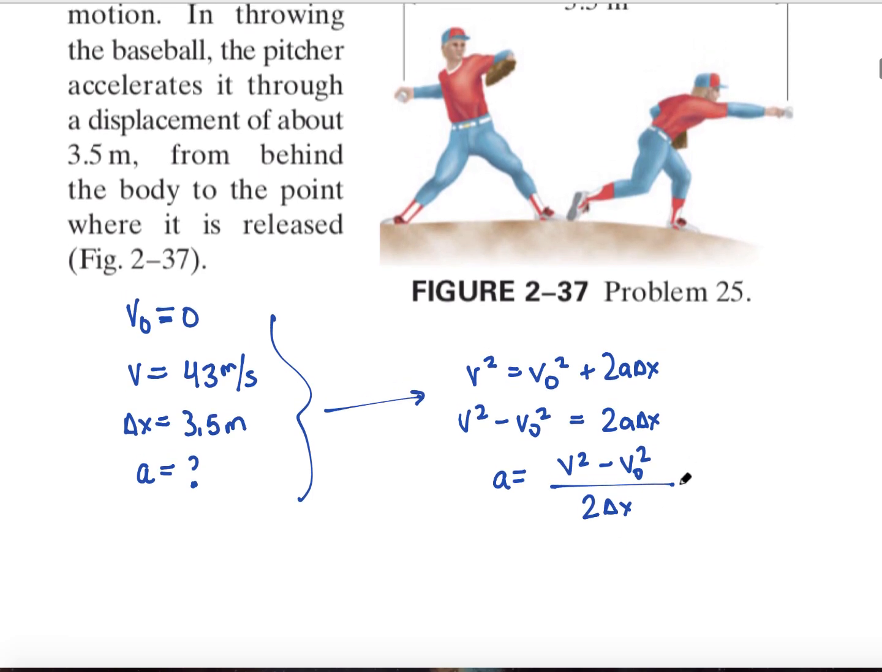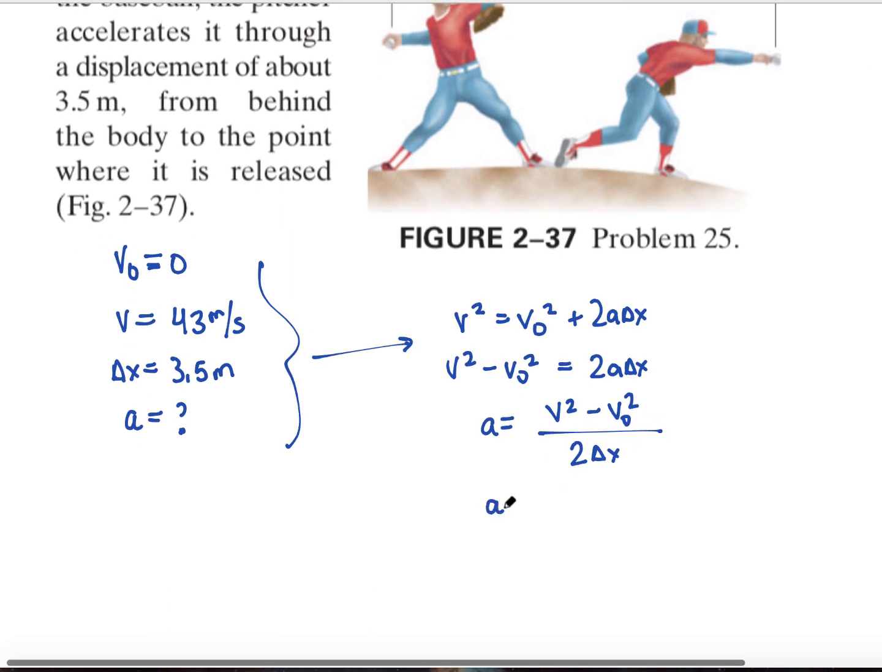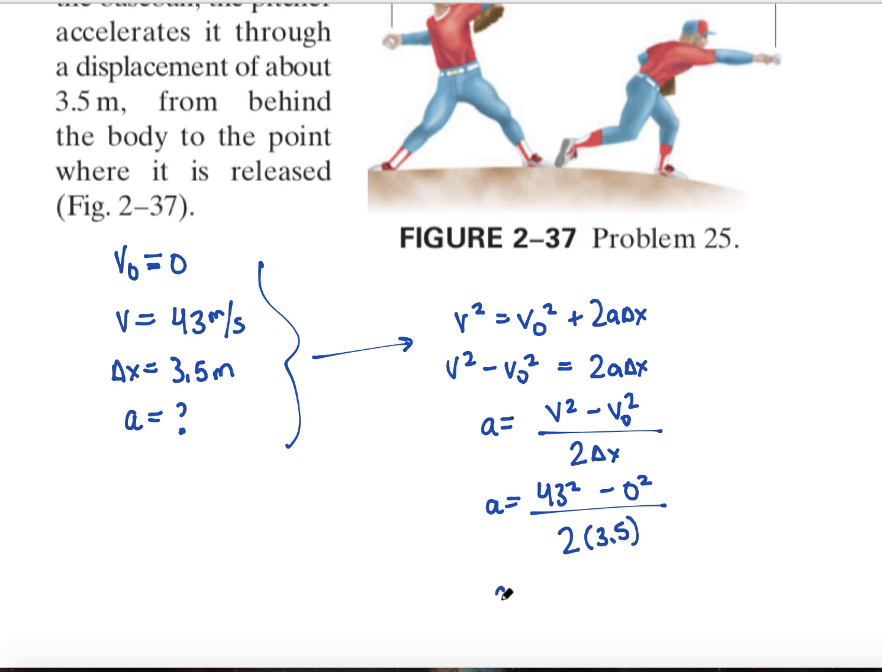So now I'm going to substitute my values. For my acceleration, I'm going to have 43 squared minus 0 squared, which is 0, over 2 times 3.5. So my acceleration when I plug this into my calculator is a whopping 264 meters per second squared. And I know that because this is meters per second, and I'm squaring it over meters.